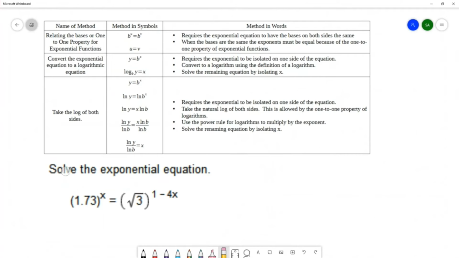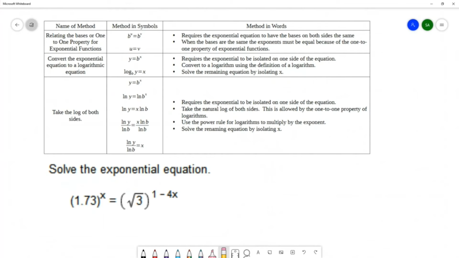For this question, we want to solve the exponential equation: 1.73 to the x equals square root of 3 to the 1 minus 4x power. Up top here, I have a table of different methods that we could use for this problem. The first one is called relating the bases, and we want to try to make the bases the same. And this one can be a little bit tricky.